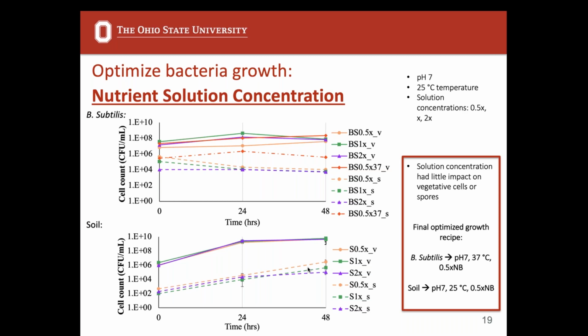So after all of this testing, our final optimized growth recipe came out to be B subtilis at pH 7 at a higher temperature, so we can get those higher spore counts, and half nutrient solution concentration is what's typically recommended. And soil we can do at pH 7, room temperature, and again, the half nutrient solution concentration.